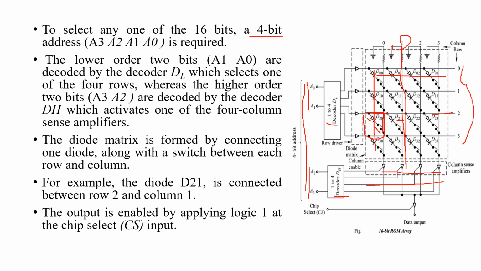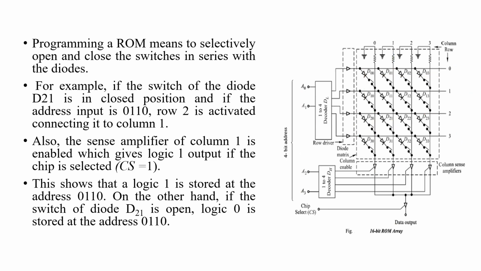D21 is connected between row 2 and column 1. Here the first suffix represents the row, and the second suffix represents the column. The data output is enabled by applying a chip select, that is, by applying logic 1 at the chip select input. Then the data output will be enabled. Programming a ROM means to selectively open and close the switches in series with the diodes.